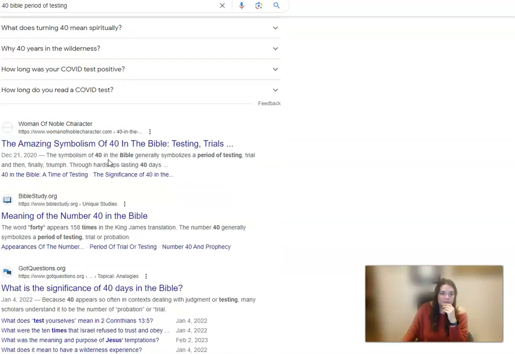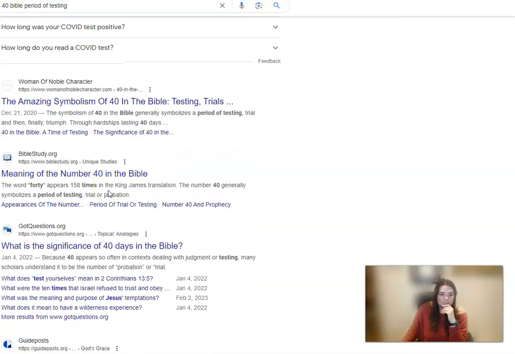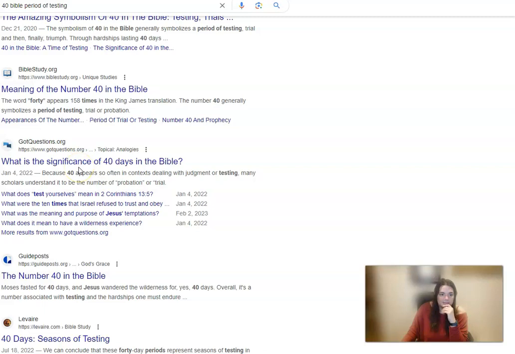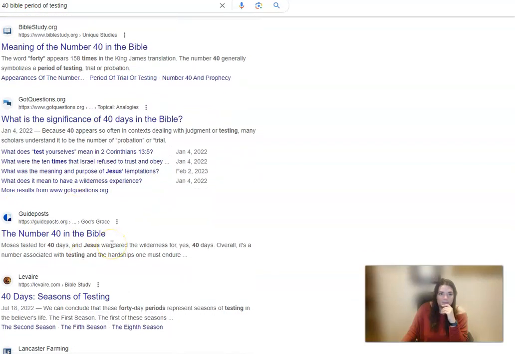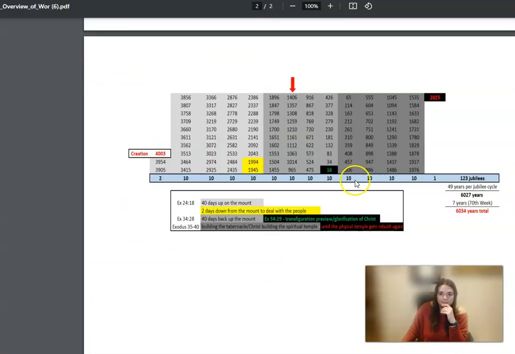It is associated with periods of trial, of testing, and ultimately of triumph. So just do yourself a favor and look at the number 40 in the Bible, and that's what you'll find. So what this period of 40 in actual terms means is from Christ's ministry until Christ returns to take those who are his, and then the 70th week will commence.